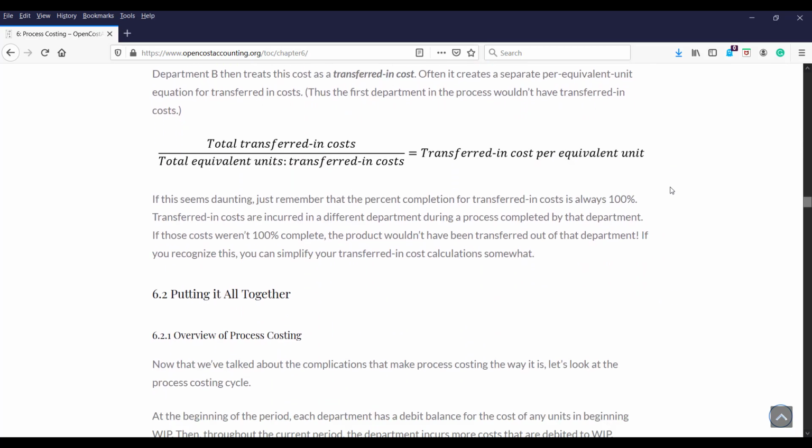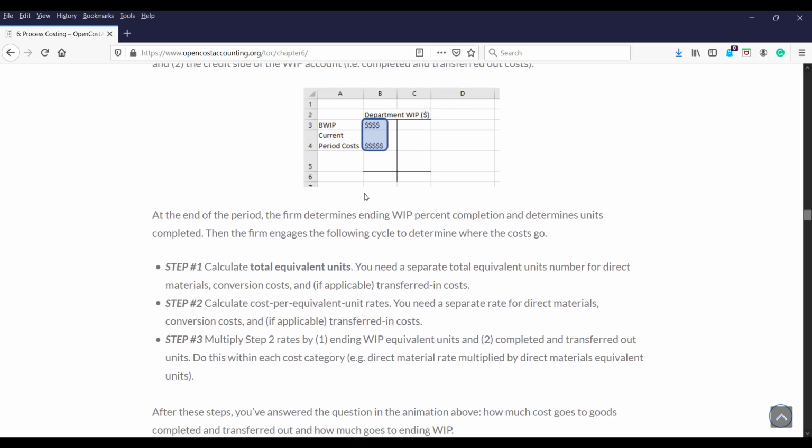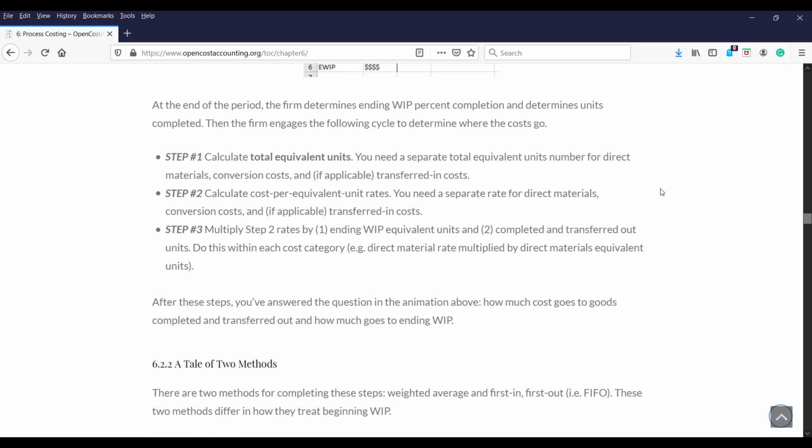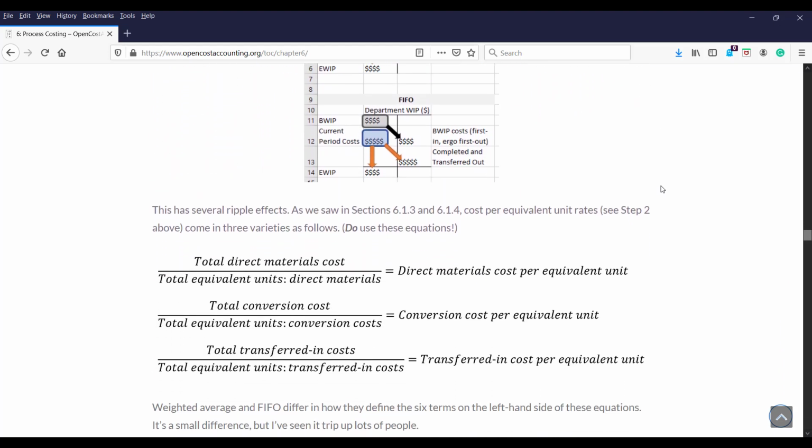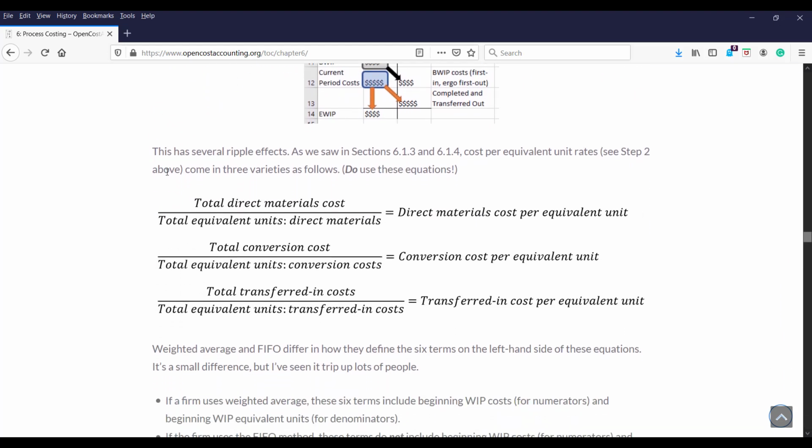Okay, so in my section putting it all together, I have a little overview of the idea. I'll let you look at that fun little idea. I want to jump to this real quick. Just show you, there are the three rates. These are equations you should use. So we have our total costs in the numerator. We have total equivalent units in the denominator. Total costs, total equivalent units, total costs, total equivalent units.